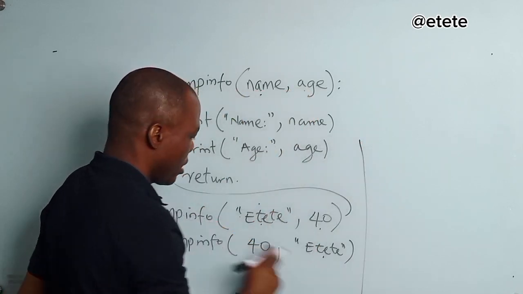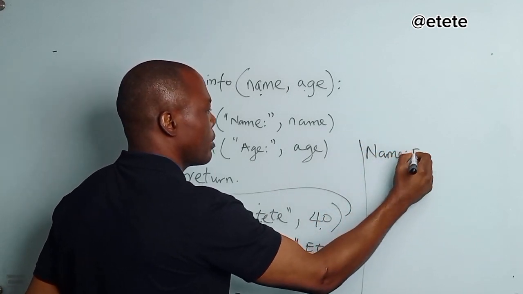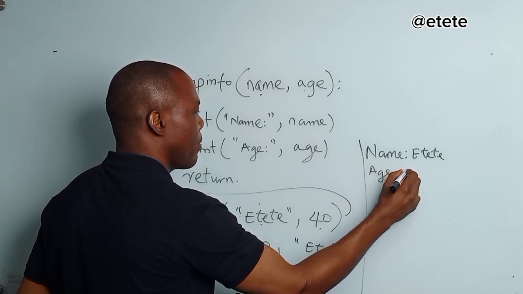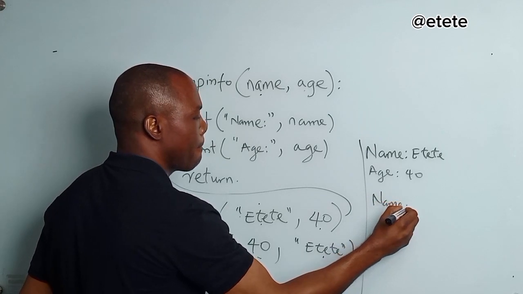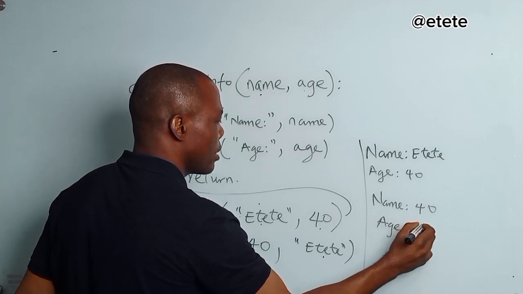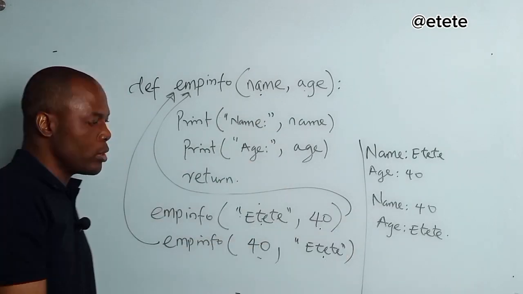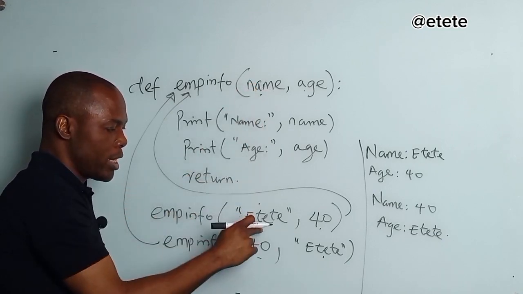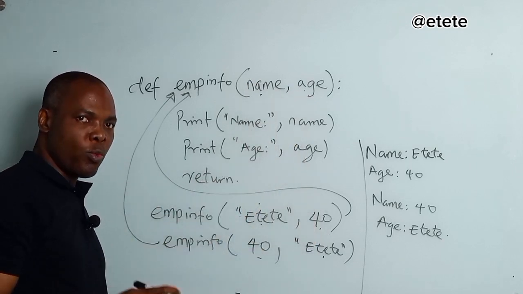So this one will print name, a theta, age will print 40. While this one will print name 40, age, it will print the theta. That is what the output will be. So this is what you call positional argument. Now, this argument is going to take it based on the way it is positioned. This name will be assigned to this, this will be assigned to this. That is what positional argument is.